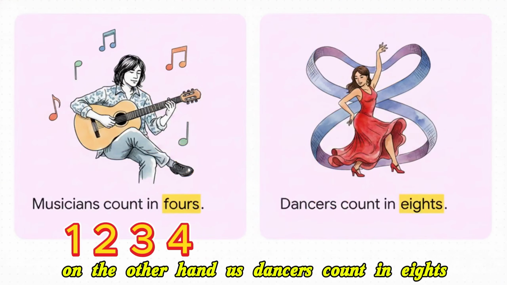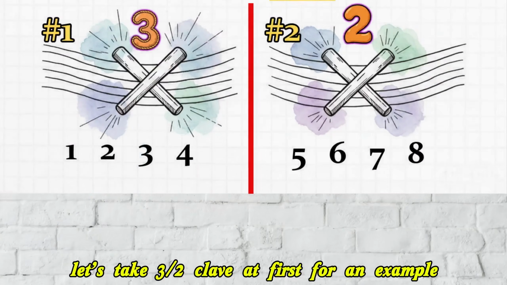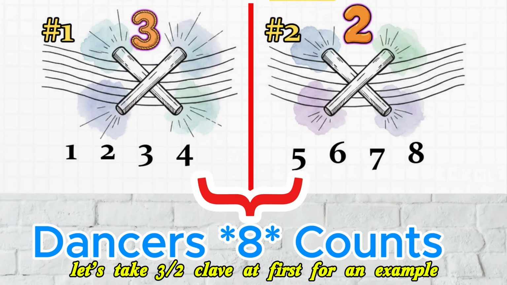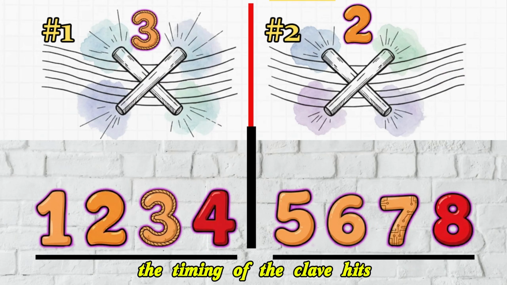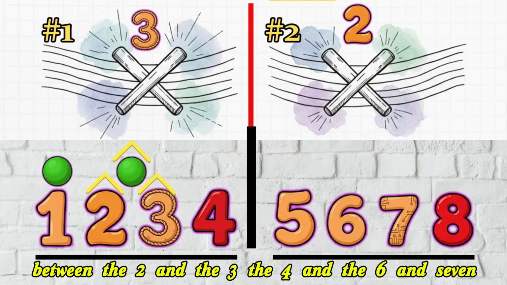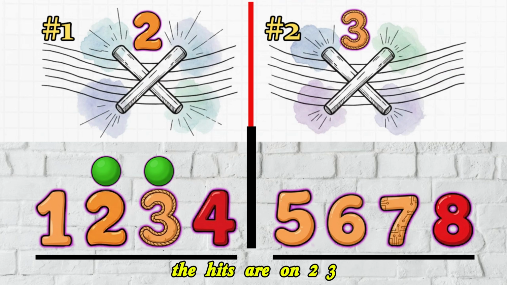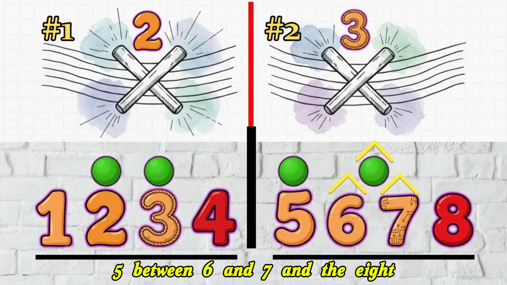On the other hand, us dancers count in 8s. Let's take 3-2 clave first for an example. The timing of the clave hits counted in 8s are on count 1, between the 2 and the 3, the 4, and the 6 and 7. For 2-3 clave, the hits are on 2, 3, 5, between 6 and 7, and the 8.